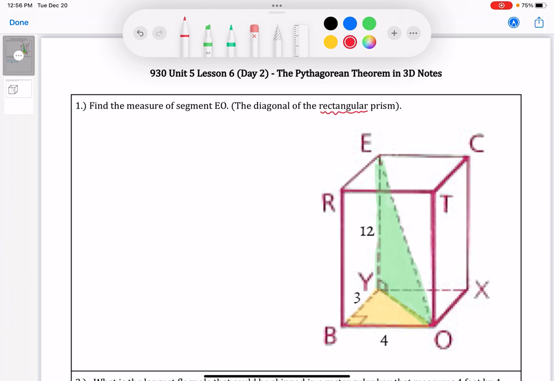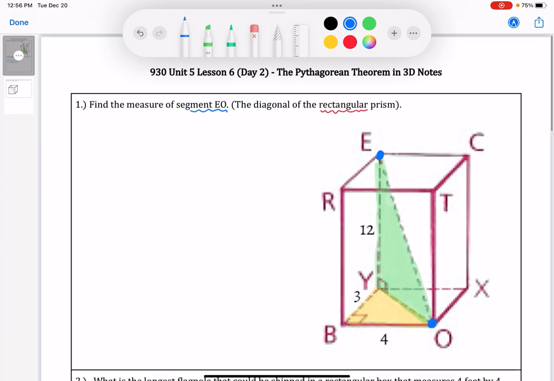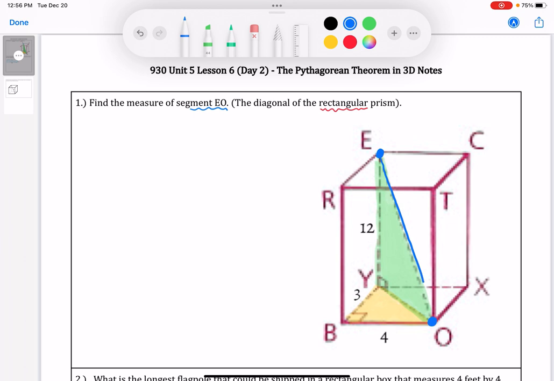So if I read now in my problem, it says, find the measure of segment EO. So I'm trying to find segment EO. Now segment just means it has 2 ends, and when it says segment EO, it means that it has ends at point E and point O. So hopefully this is review for you, but the segment we're trying to find is this one right here. This is what we're trying to get to. That's our goal, right? To figure out how long that segment is.